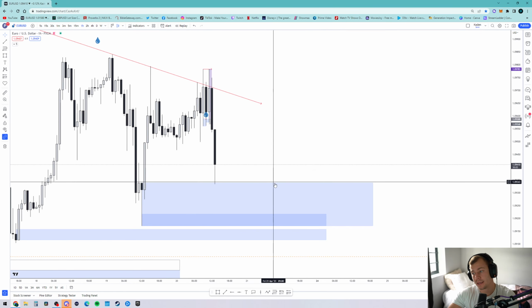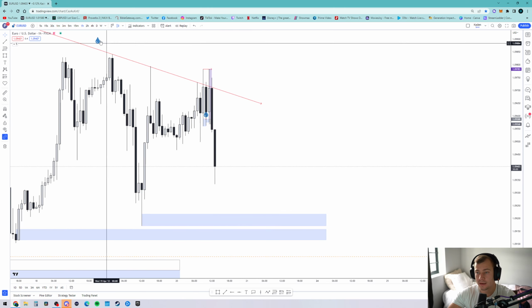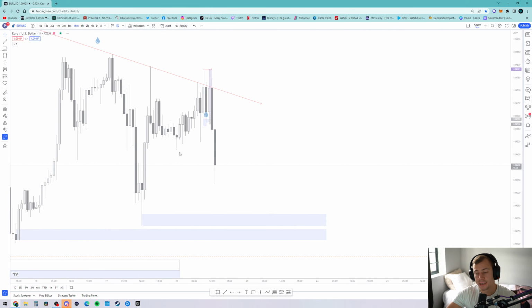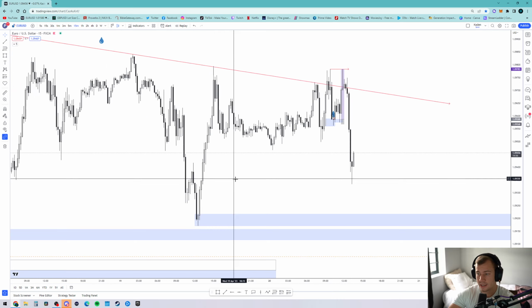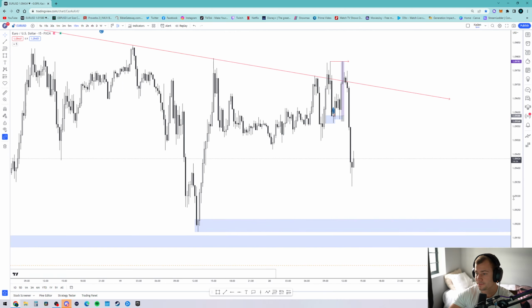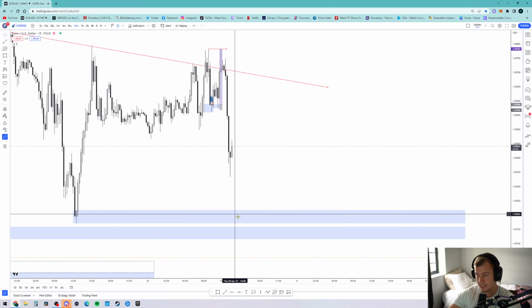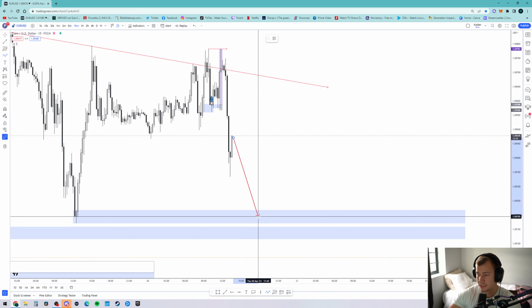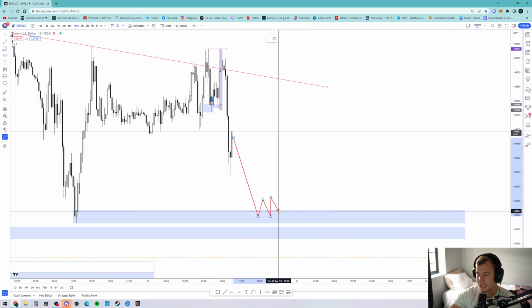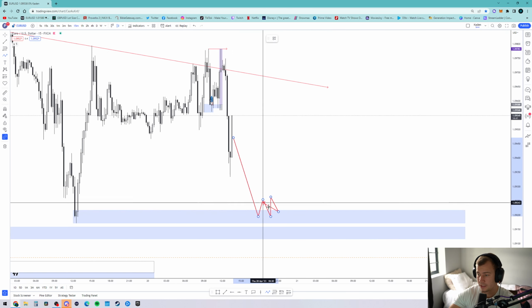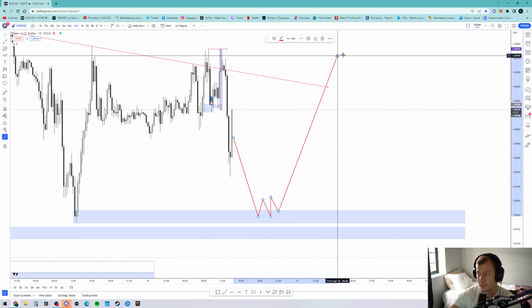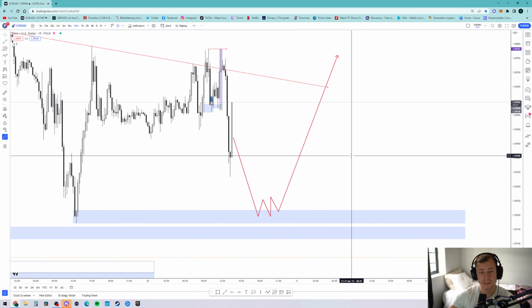I wouldn't buy here yet. I'm not satisfied there. Even if I didn't take any trades today or this week, I'm not satisfied. I would potentially want to see this, and then some messing around, and then break a structure over here with an entry. And there I go. That's what I would want to see.